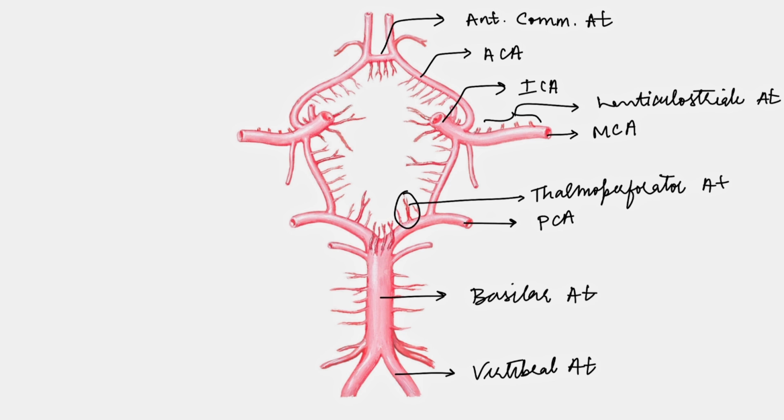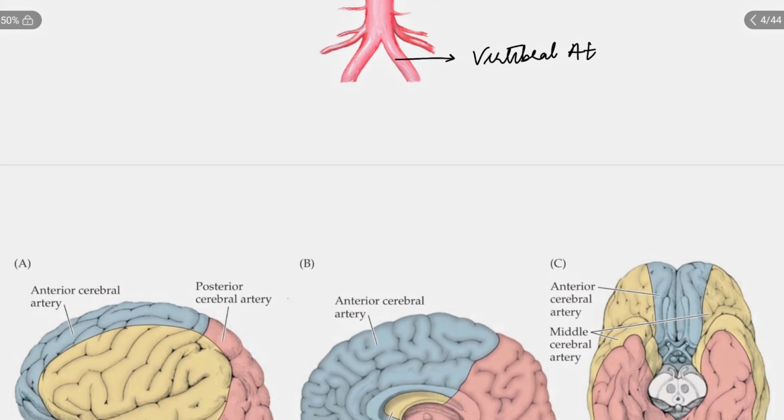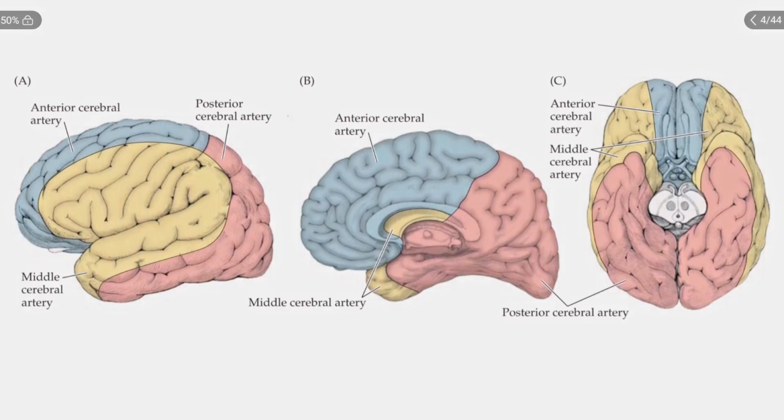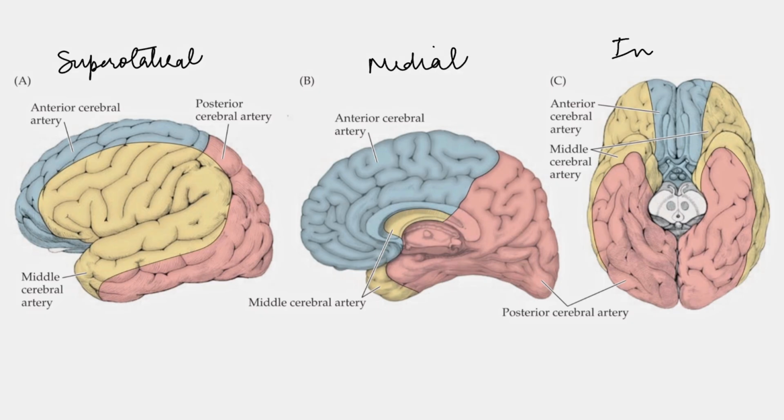So now that we know what forms the circle of Willis, we should understand what these actually supply. So this is a diagram showing three surfaces of the brain. This is the superior lateral surface, this is the medial surface, and this is the inferior surface.